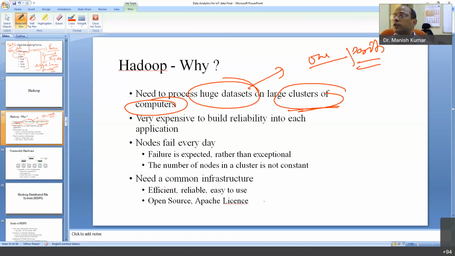Certainly, individual clusters or manual clusters building can be quite expensive in nature. So what we look for is efficiency, reliability, ease of use, and it should be open source as well. So we need some sort of common infrastructure which can handle such a load. It can also handle failure of nodes and environment.